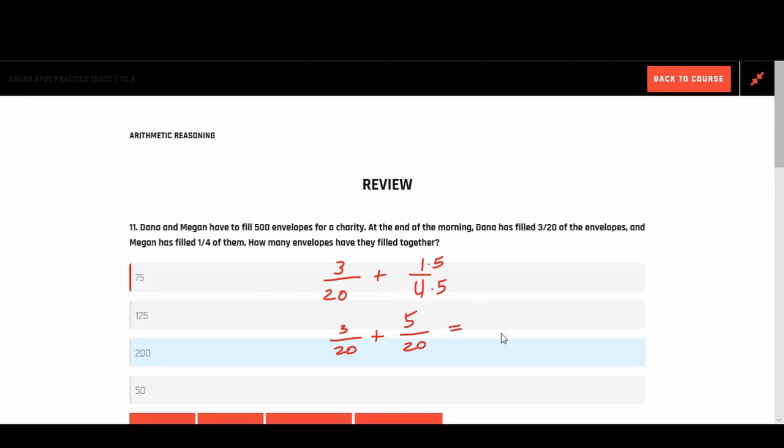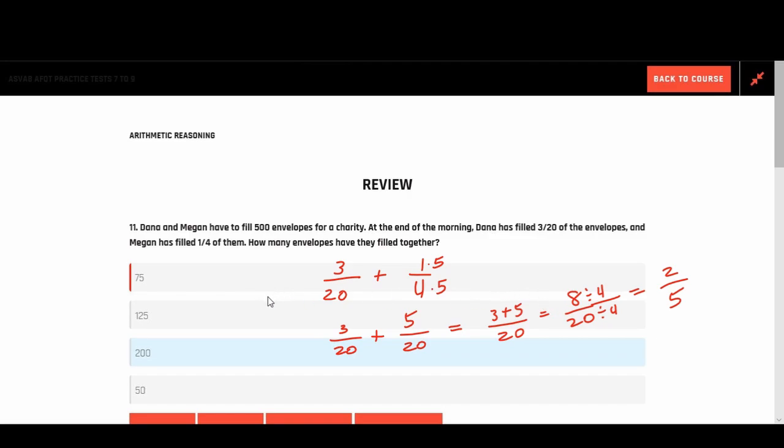Now we can simply add these. Again, when you add fractions, you keep the denominator the same, and you just add the numerators. So this is going to be 3 plus 5, or 5 plus 3 is 8 over 20. We can reduce this if we'd like to make the math easier. I know 4 goes in 8 as well as 20, so I can divide those both by 4, which would be 2 over 5. So, in other words, they filled 2/5 of the envelopes together.